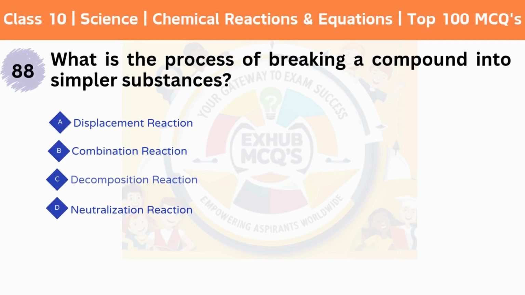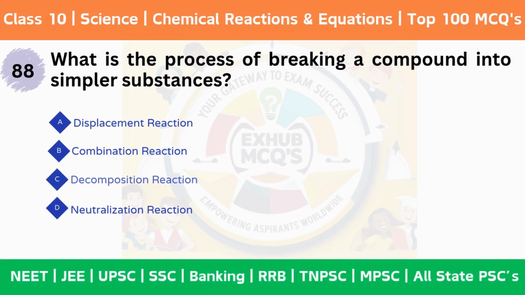MCQ 88. What is the process of breaking a compound into simpler substances called? Option A, displacement reaction. Option B, combination reaction. Option C, decomposition reaction. Option D, neutralization reaction.